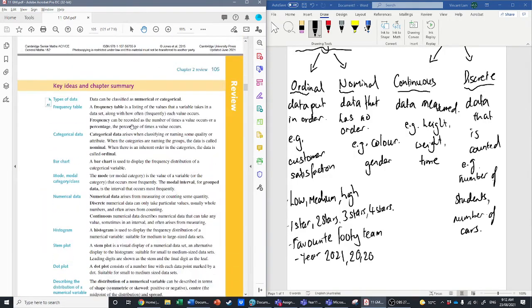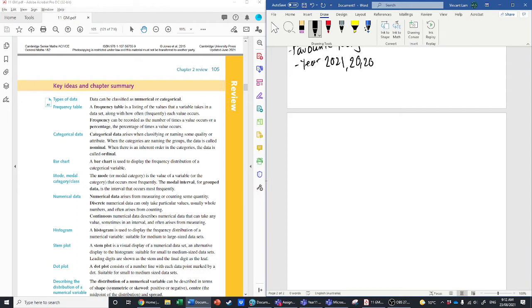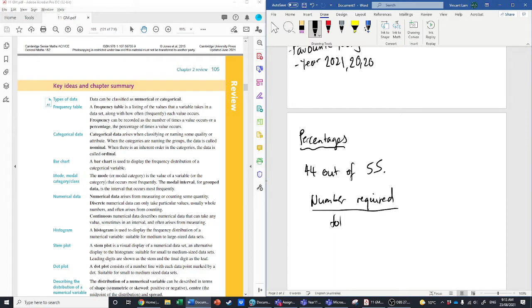What else was there? There's a frequency table. Now, with frequency tables, you need to remember how to work out percentages, so I'm going to go through that. In terms of percentages, let's say you got 44 out of 55 for a test, and you want to change it to a percentage. To get that, you take the number required divided by the total amount times 100. Please make this part clear.